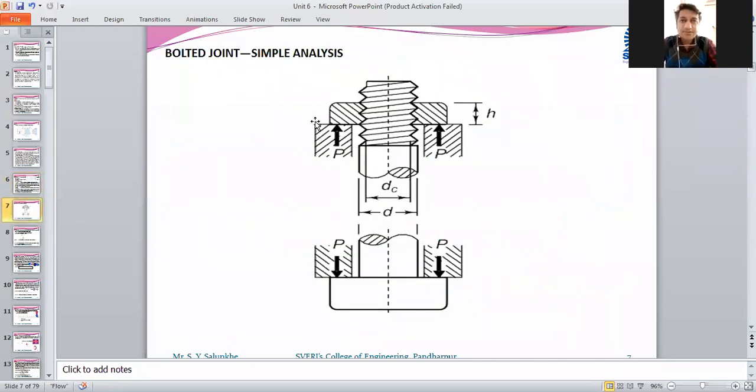And here we are going to see a simple analysis of a bolted joint. Later on, we'll see some complicated analysis. In the simple analysis, we are going to assume that this nut and bolt or fastener is used to hold an externally applied load in the axial direction of this bolt.